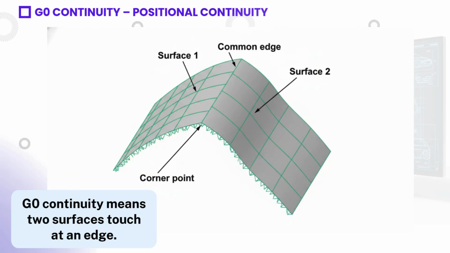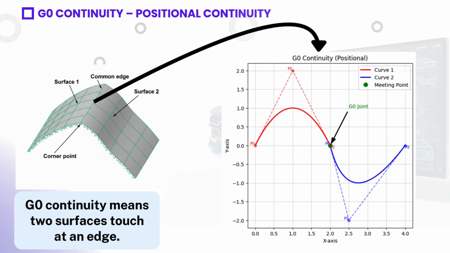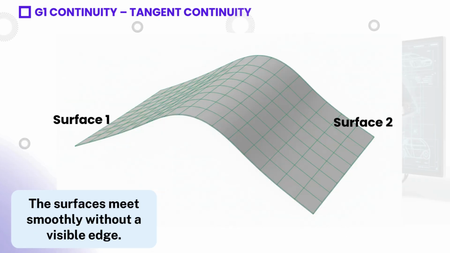G0 continuity means two surfaces touch at an edge. There is no gap, but there is also no smoothness. This type of continuity is acceptable for sharp edges or mechanical breaks. As shown on screen, the two surfaces meet at a common edge, but the tangency directions on each surface are not aligned or collinear. It is visually harsh and not suitable for flowing shapes.